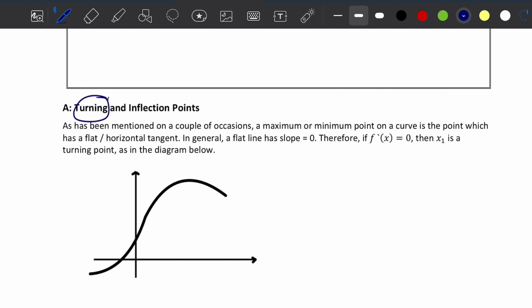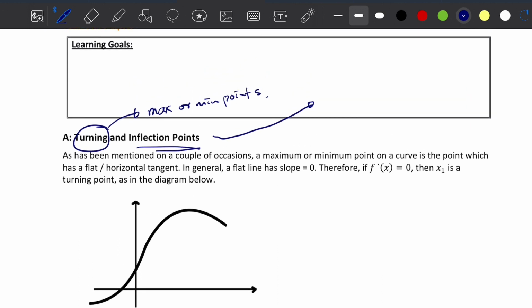Turning points here in calculus refers to the maximum or the minimum point. And inflection points are very similar to the turning points. However, to be an inflection point, you need to meet two requirements. Simply, first, we can say the inflection points refers to the case where we have a graph that looks like this, and a point where the graph is turning, right at the middle of where the graph is changing its concavity.